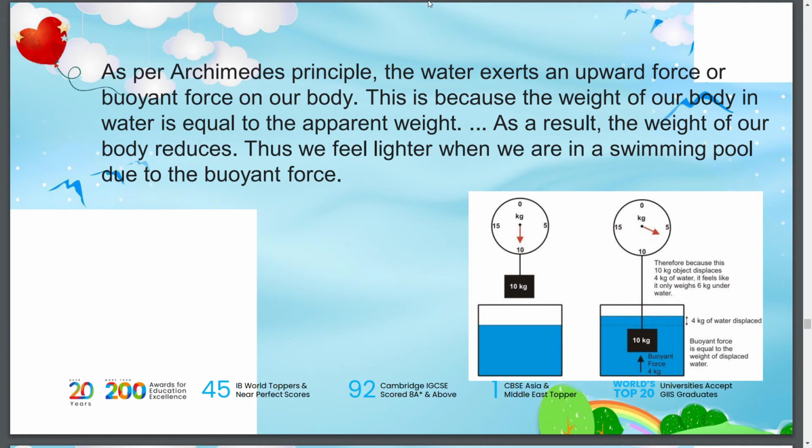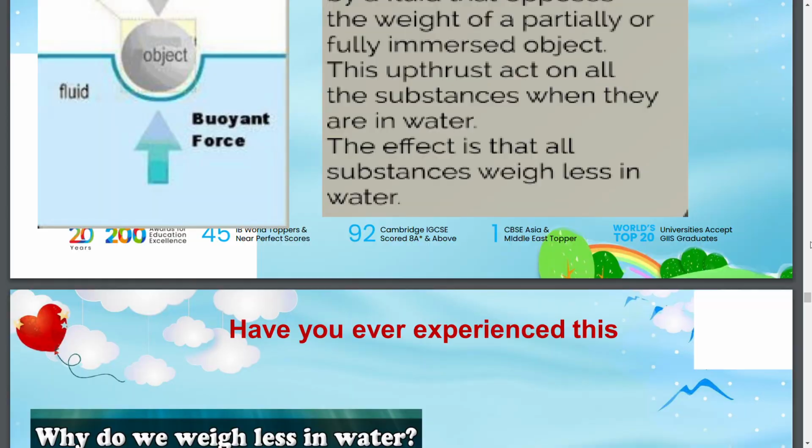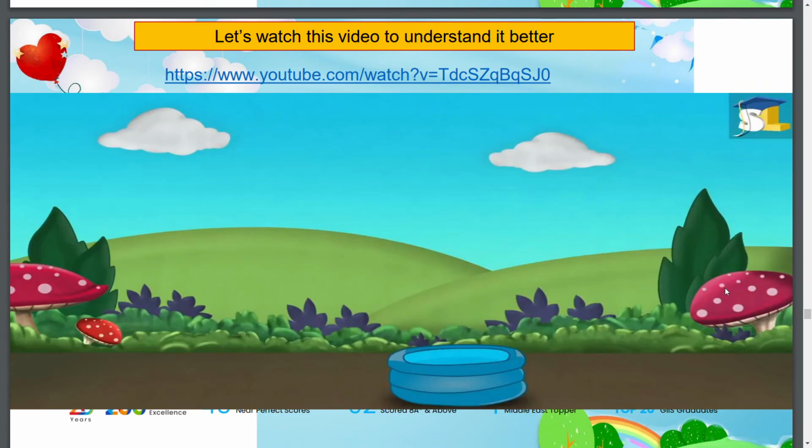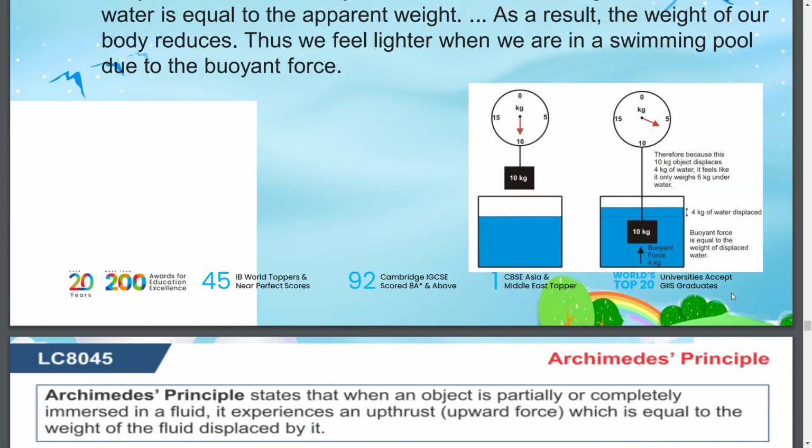So guys, don't think you got stuck here, like I've been telling you. Because the 10 kg object displaces 4 kg of the water, it feels like its weight is only 6 kg underwater. The buoyancy force is equal to the weight of the water displaced.